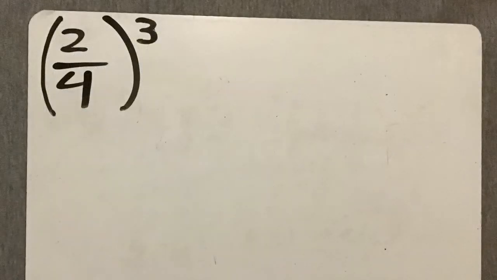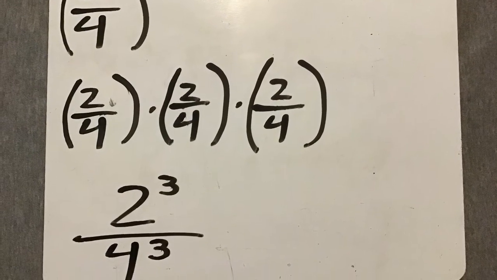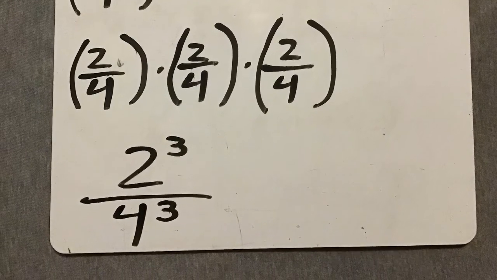Another example is 2/4 to the third power. This means I have 3 2/4's, so I have 3 2's and 3 4's, or 2 to the third power over 4 to the third power.